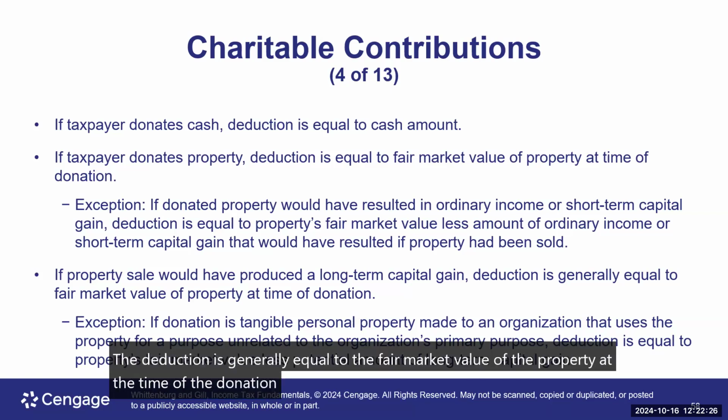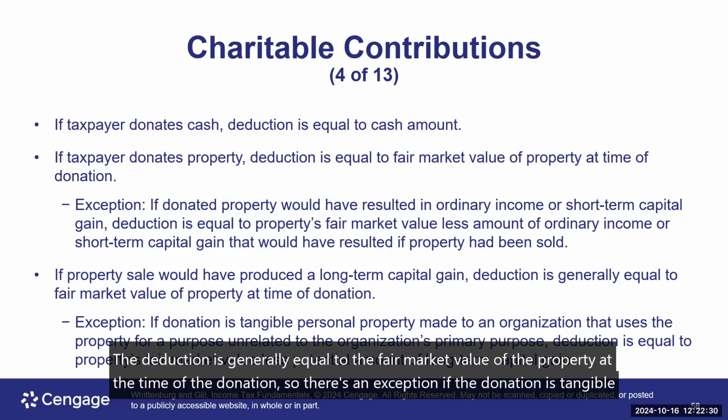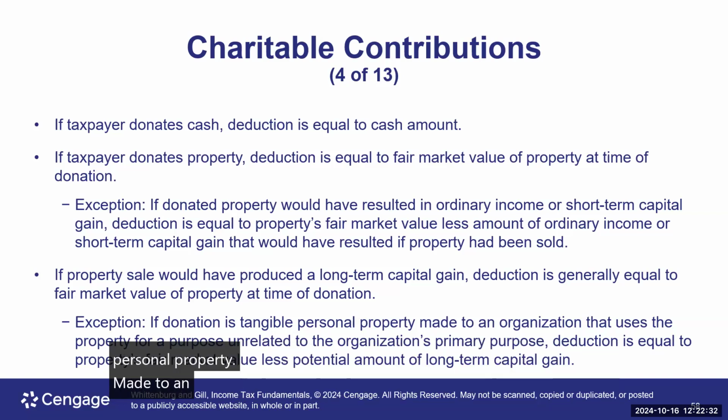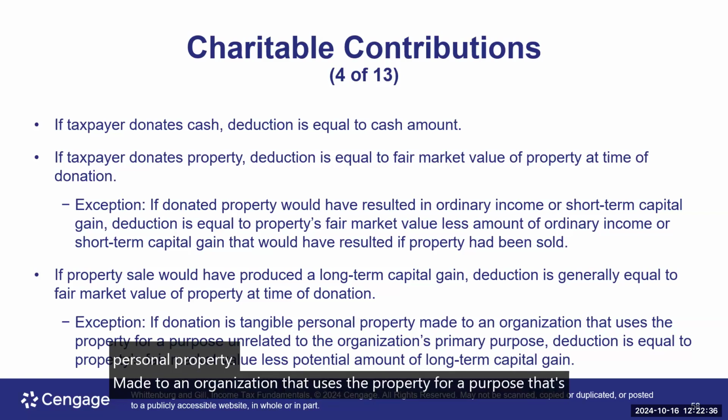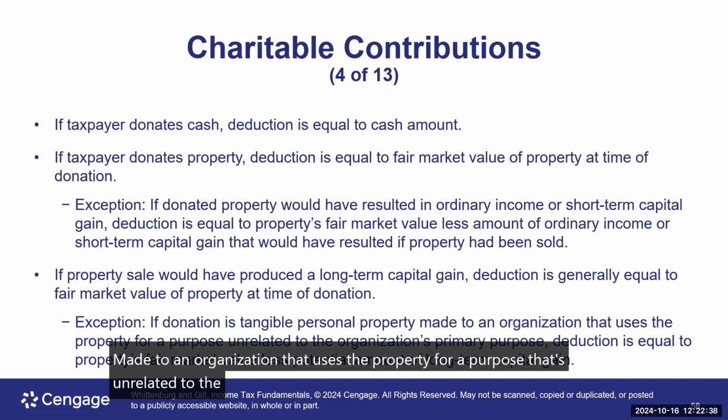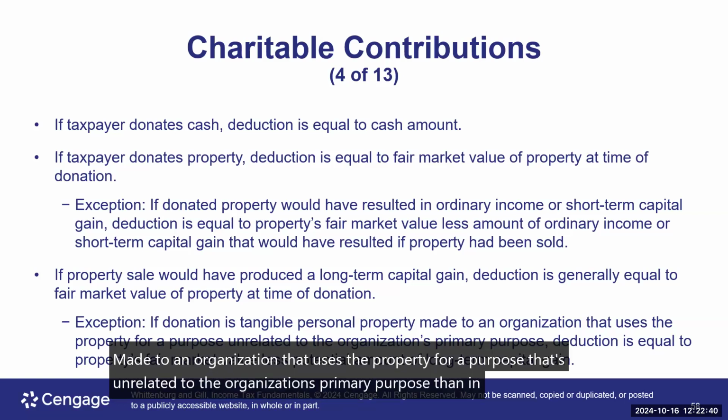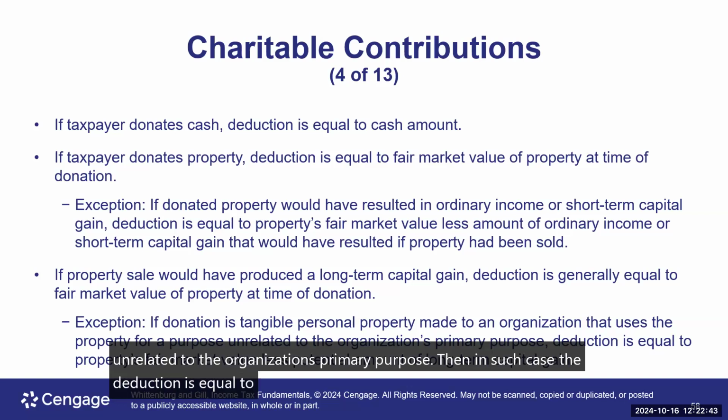There's an exception if the donation is tangible personal property made to an organization that uses the property for a purpose that's unrelated to the organization's primary purpose. In such case, the deduction is limited to the property's adjusted basis rather than its fair market value.